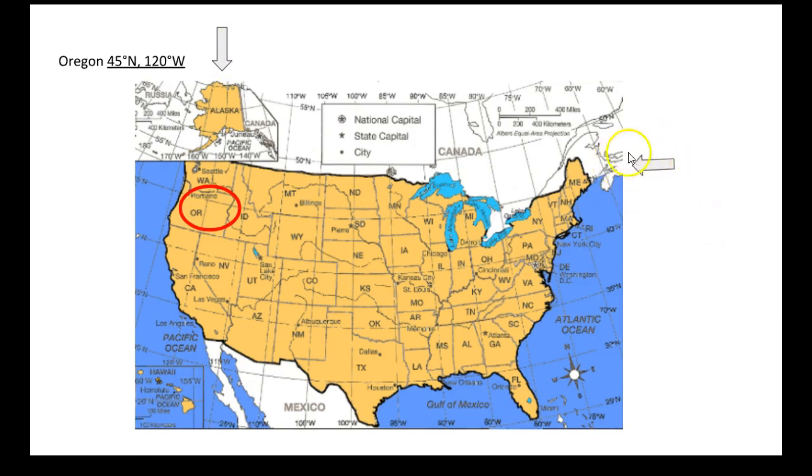45 degrees north is over here. 120 west is over here, we're in Oregon. Or she could ask you Oregon and find the latitude and longitude lines. Make sure you have the letters. If you don't have the letters, you're going to get this wrong, Jake.